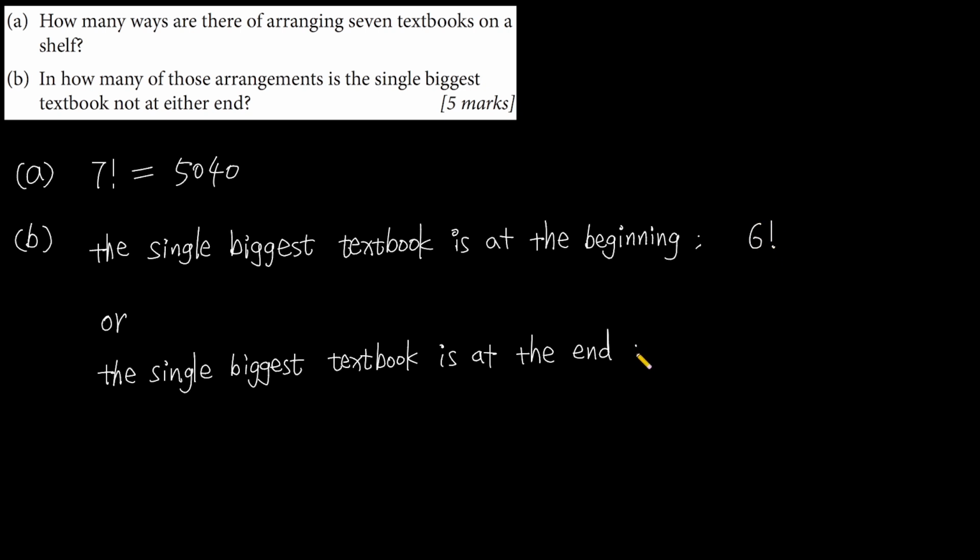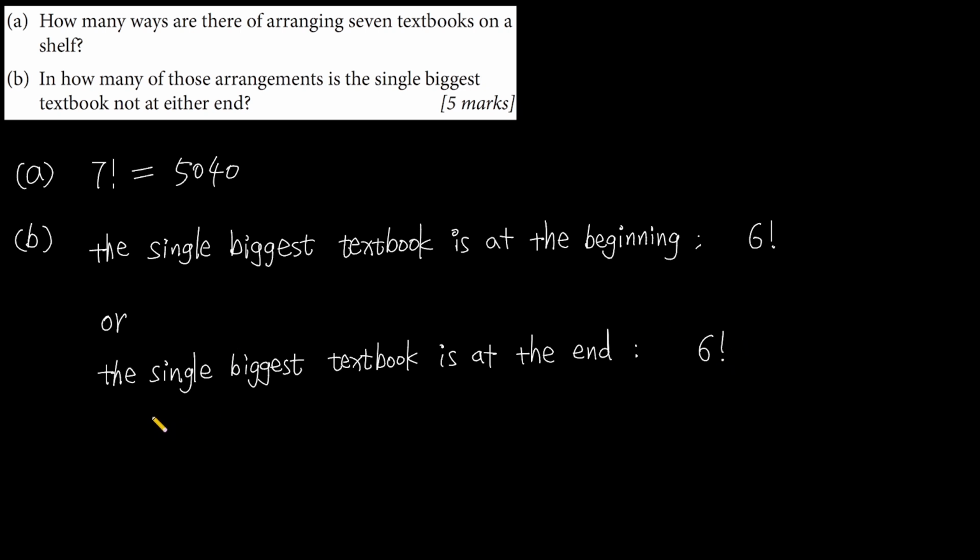Now, for the case that the biggest textbook is at the end, similarly, first we put the biggest textbook at the end. Then we permute the left 6 textbooks before it. So the total weight for this case is also 6 factorial.